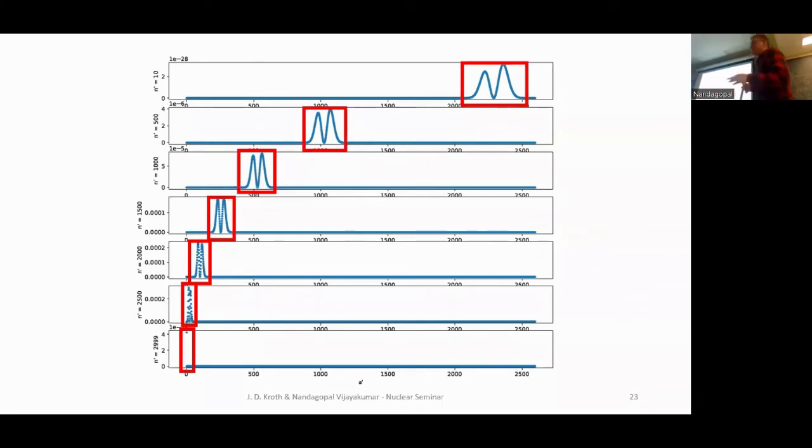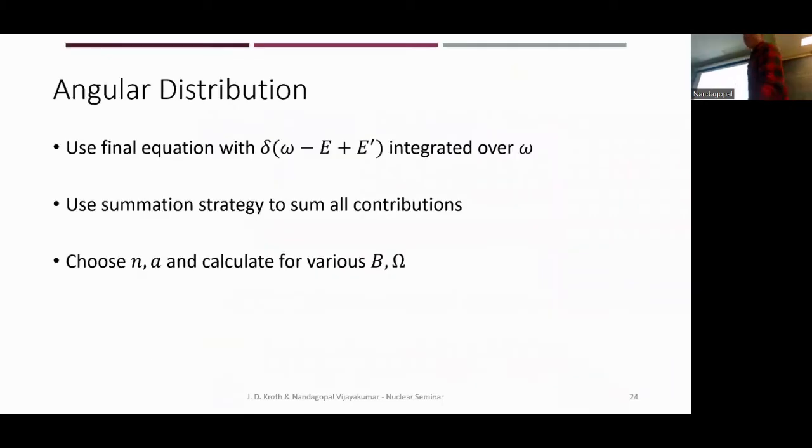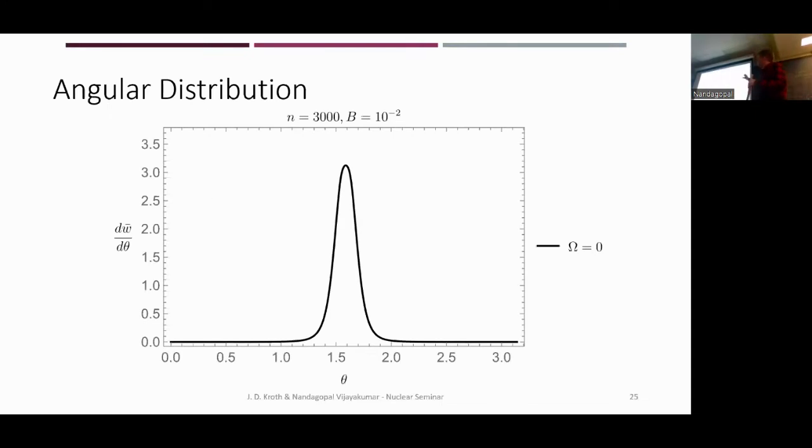And so using this summation strategy, we can do the rest of our numerical analysis. We're going to start by getting that angular distribution. We're just going to use our final equation that I had on my first slide and on the last slide, integrate over omega, and then use our summation strategy to get all the significant contributions greater than whatever tolerance we want. And then choose n and a, choose b and omega, see what happens. And so this is what we get without rotation.